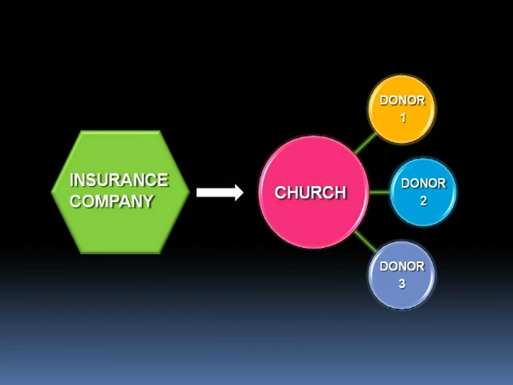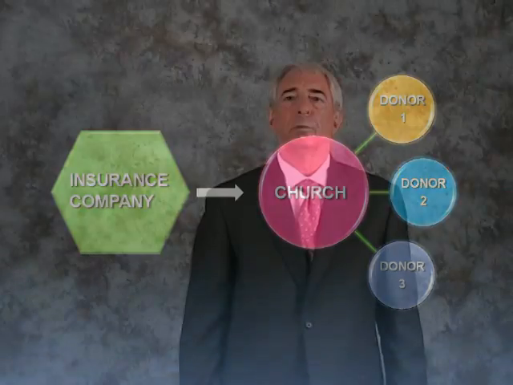And then each month your church receives checks from the insurance company for all the donors and then issues a check to each donor for their payout amount. The process is very simple. The net result is that the donor receives a guaranteed life income, an income tax deduction, and an increased yield. And your church receives immediate cash.